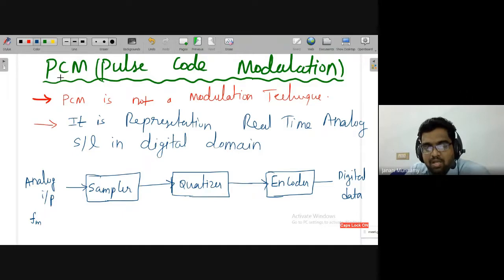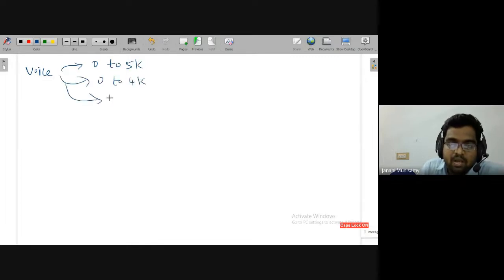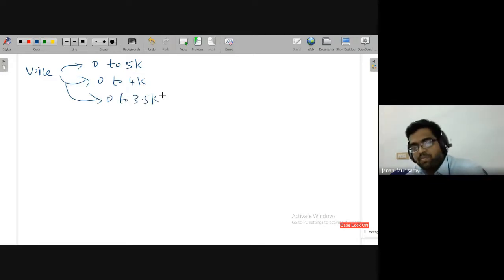But in reality, for any general signal, we cannot directly tell what the maximum frequency in the signal is. For example, take the voice signal. In some books, they will give 0 to 5 kilohertz. In some other books, they will give 0 to 4 kilohertz. In other books, 0 to 3.5 kilohertz. So there is no clear idea what the maximum frequency available in the voice signal is.